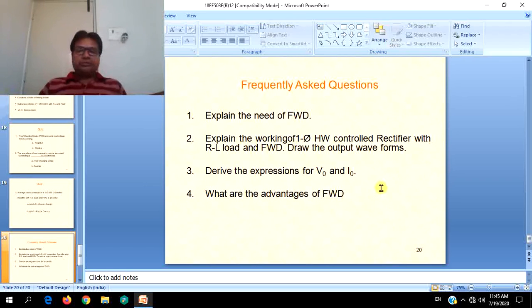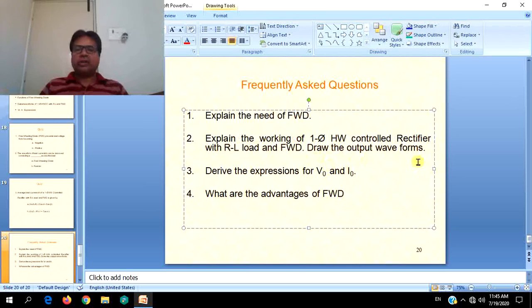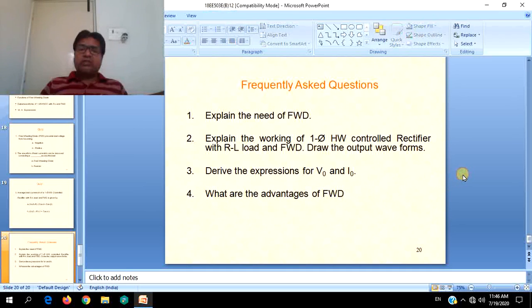So these are some important or frequently asked questions which we need to practice. The need for FWD, explain the need of using a freewheeling diode, explain the working of a single phase half wave controlled rectifier with RL load and freewheeling diode, also draw the waveforms, derive the expressions for V0 and I0. What are the advantages of a freewheeling diode?